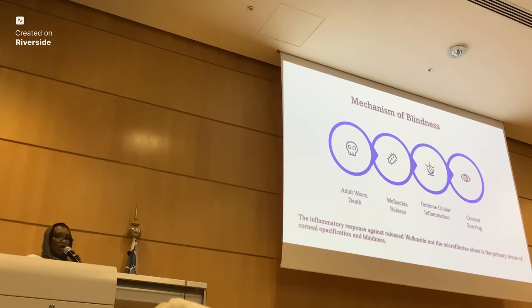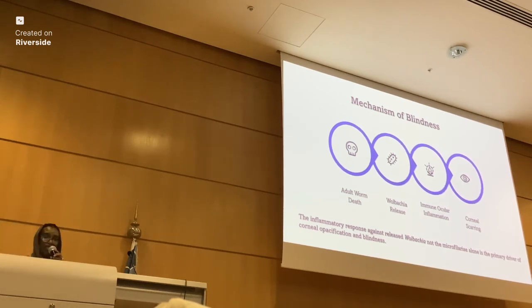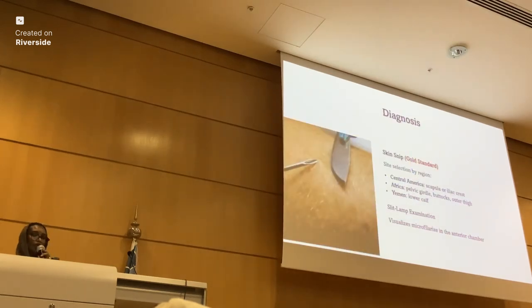Your adult worm will die, then they will release the Wolbachia. Wolbachia will actually affect the ocular immune inflammation, and the result is corneal scarring, and then as a result of scarring, you get an inflammatory response, in response to the Wolbachia release. So just remember, it's not the microfilariae; it's more the bacteria that is the primary cause of the corneal damage and blindness. So in order to diagnose, you get a skin snip.